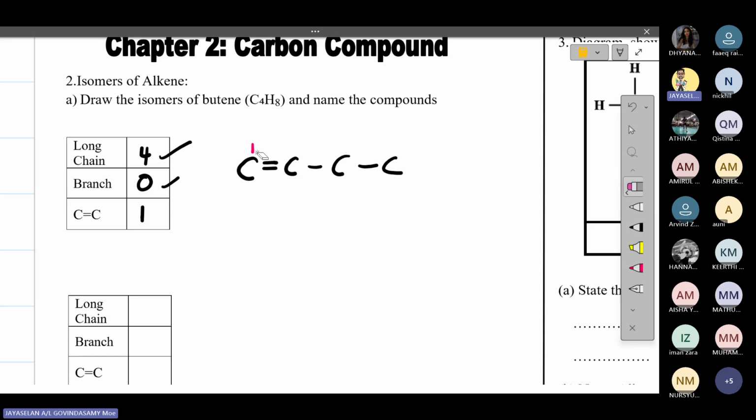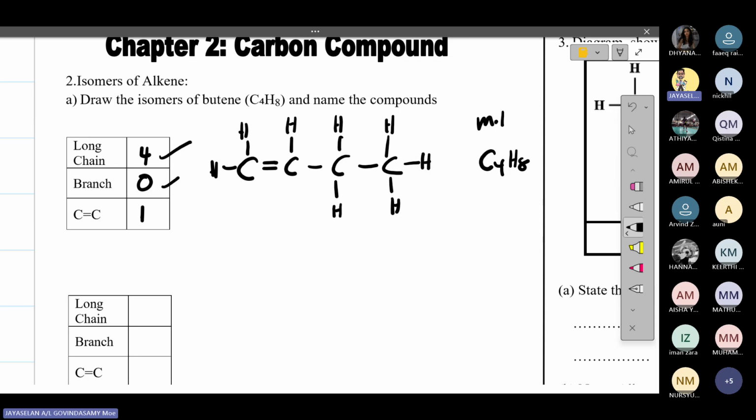Okay, then each carbon mesti ada 4 bonding. 1, 2, 3, 4. 1, 2, 3, 4. Jangan pergi letak sini salah. Already 5 we know. Okay, 1, 2, 3, 4, 5, 6, 7, 8. Okay, C4H8. You guys already got the molecular formula. Can I? So you all write down this. C4H8. Sudah dapat molecular formula. Right?